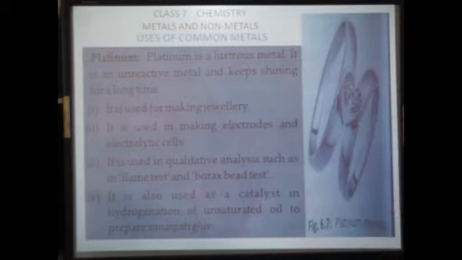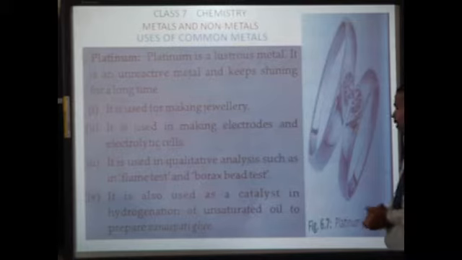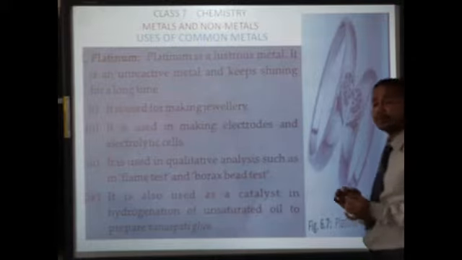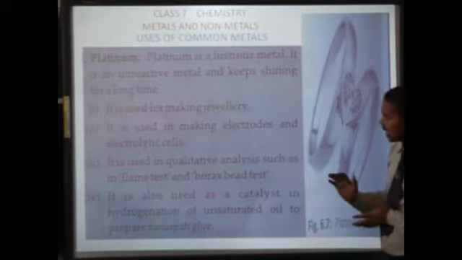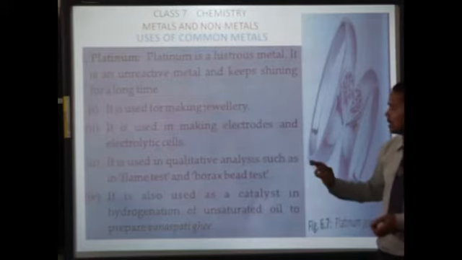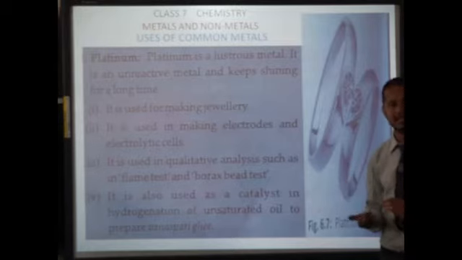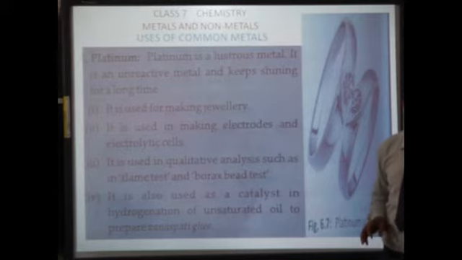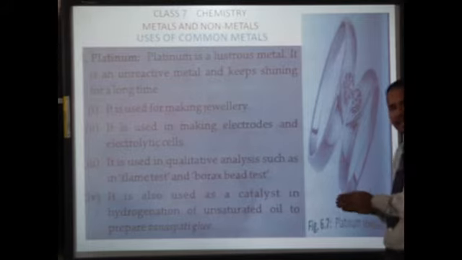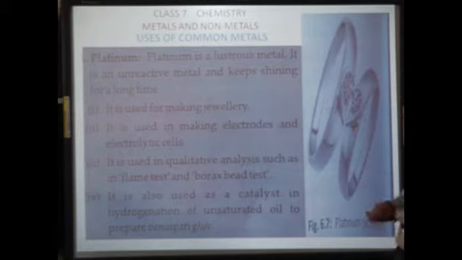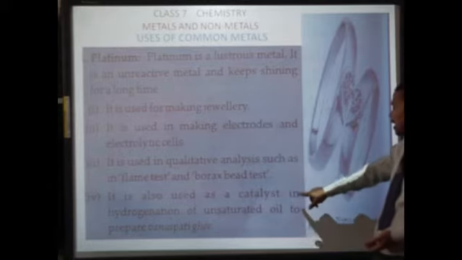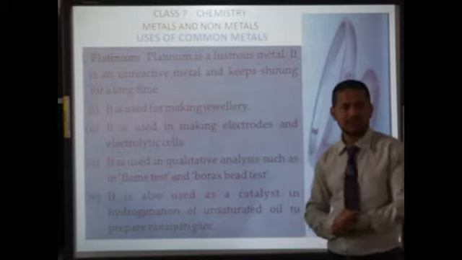Number 4, it is also used as a catalyst in hydrogenation of unsaturated oil to prepare vanaspati ghee. I think you are very familiar with dalda. This dalda is vanaspati ghee. Vanaspati means from plant. Ghee of plant origin is vanaspati ghee. So how is vanaspati ghee made? By hydrogenation of unsaturated oil.